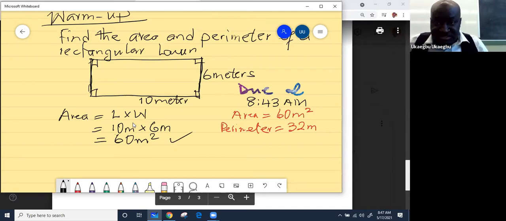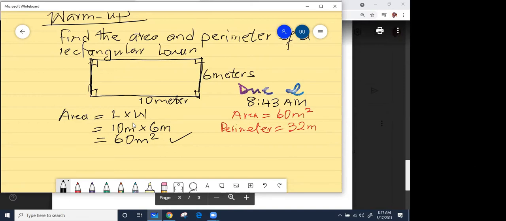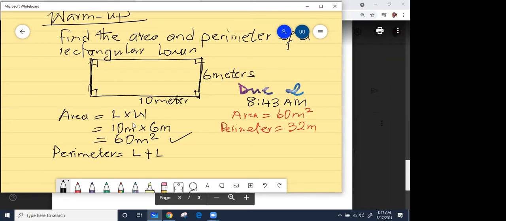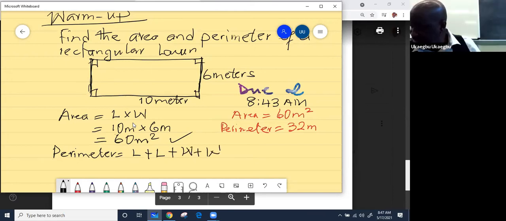Now, who gave us the solution for perimeter? What formula did you use? I used perimeter equals length plus length plus width plus width. Okay, hold on. Let me write it down. Perimeter equal to length plus what? Plus length, plus width, plus width. Okay.